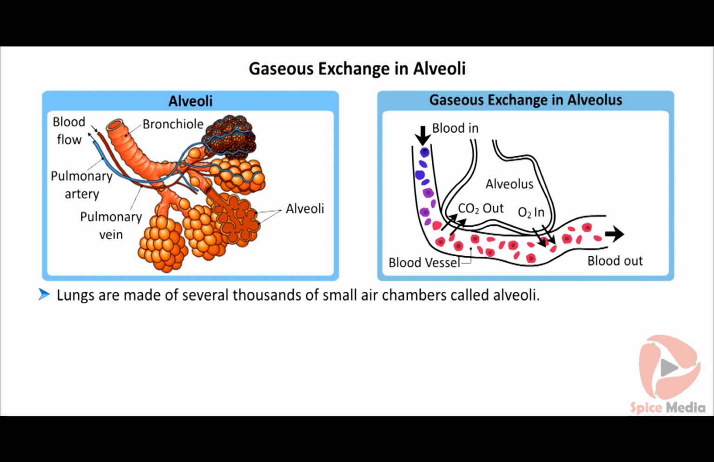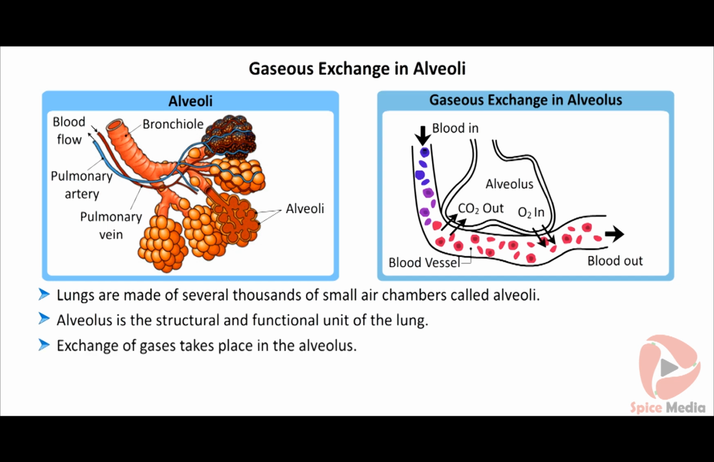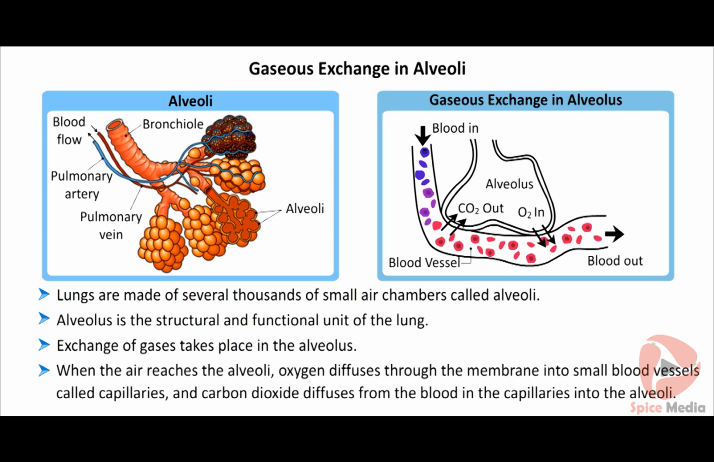Lungs are made of several thousands of small air chambers called alveoli. Alveolus is the structural and functional unit of the lung. Exchange of gases takes place in the alveolus. When the air reaches the alveoli, oxygen diffuses through the membrane into small blood vessels called capillaries, and carbon dioxide diffuses from the blood in the capillaries into the alveoli.